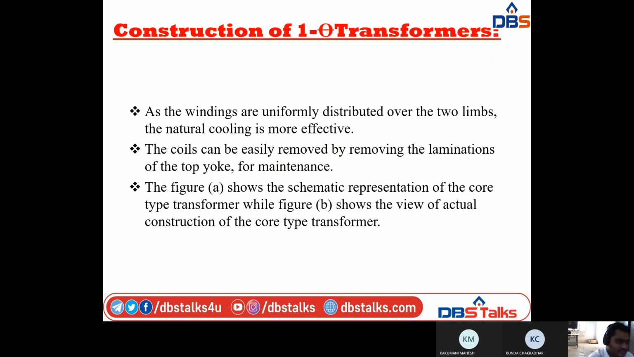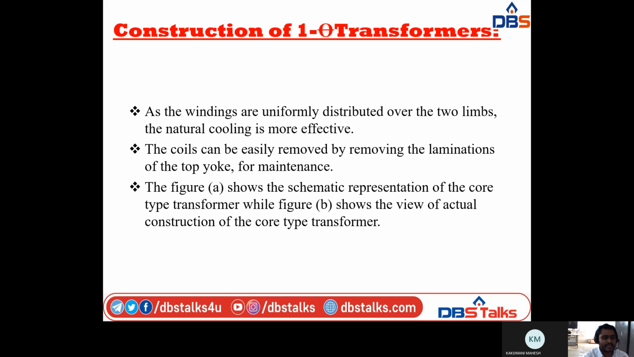In the core type, as the windings are uniformly distributed over the two limbs, the natural cooling is more effective. In the previous class I discussed the cooling of the transformer. The coils can also be easily removed by removing the laminations at the top of the yoke, which makes maintenance easier.